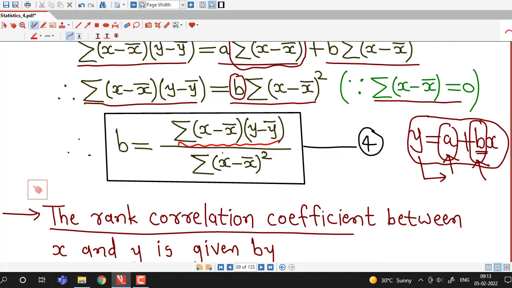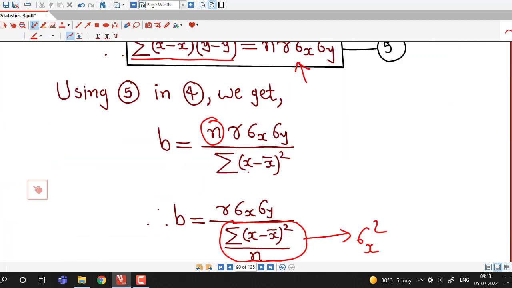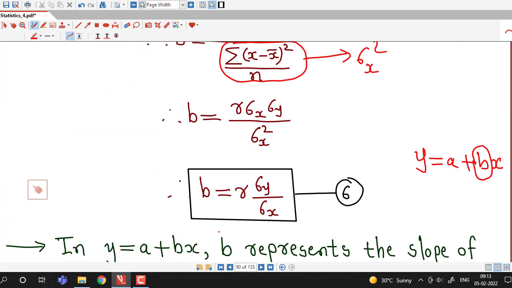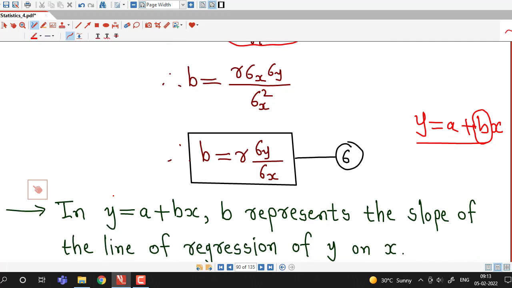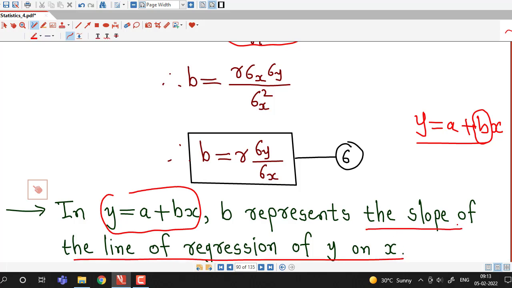So we have this formula, b equal to sigma x minus x bar y minus y bar divided by sigma x minus x bar square, and using the correlation coefficient we obtain another formula for that slope, b equal to r times sigma y over sigma x. Now in this line y equal to a plus bx, this b represents the slope of the line of regression of y on x. Now we can write down this equation in another form also.